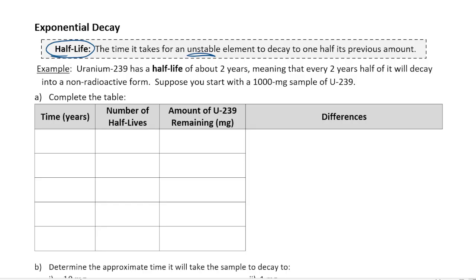So in this example, we're studying something called uranium-239. It's a radioactive material. It has a half-life of about 2 years. So every 2 years, half of it will decay into a more stable form. So we'll start with a 1,000 milligram sample. So in 0 years, right?